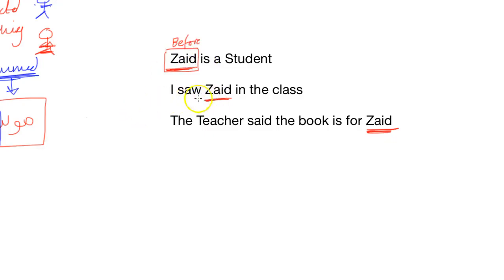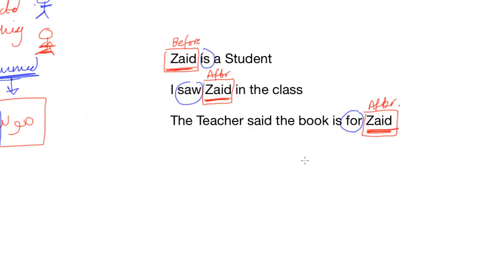In this sentence, it's appeared after a verb. So Zaid has appeared after a verb. And over here, it's appeared after for. Yeah, so after for. So over here, before is. Let me give it another color. Same colors are not always nice, so just give it a blue. And over here after the verb, and over here after for.